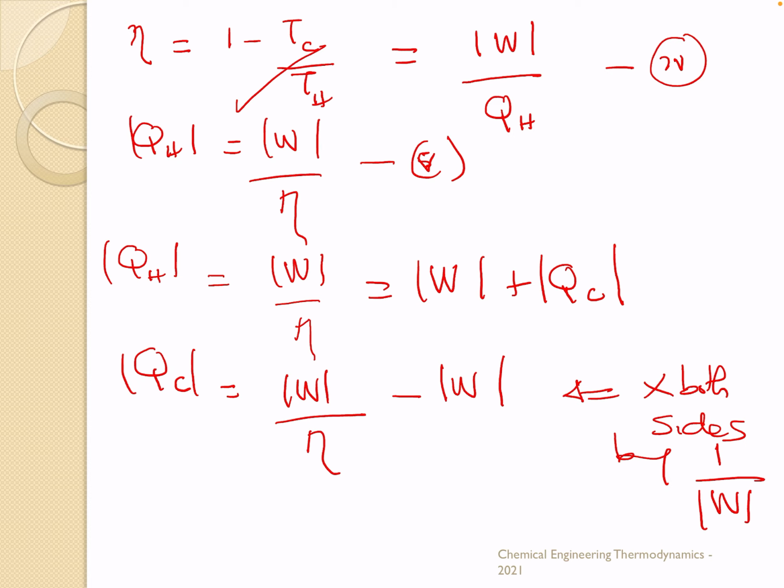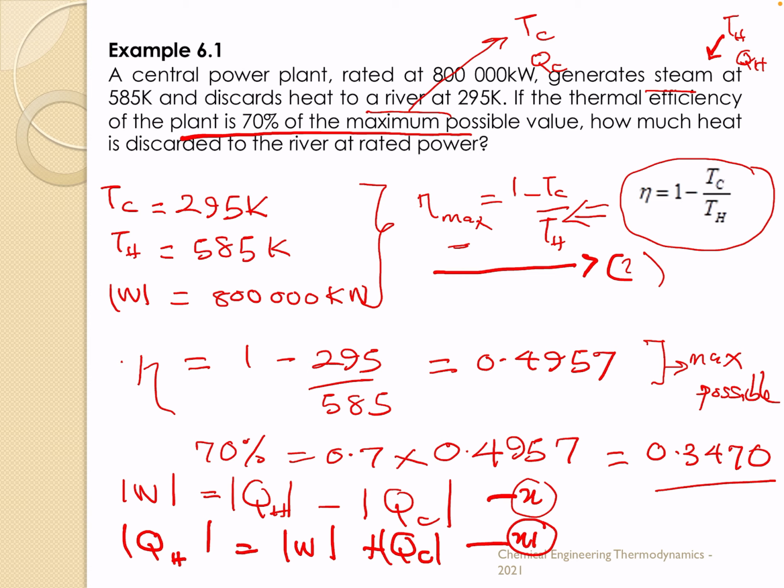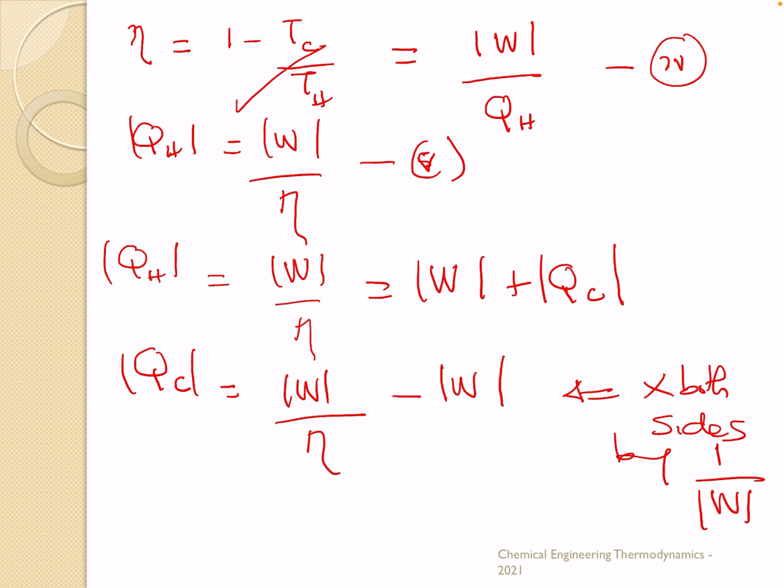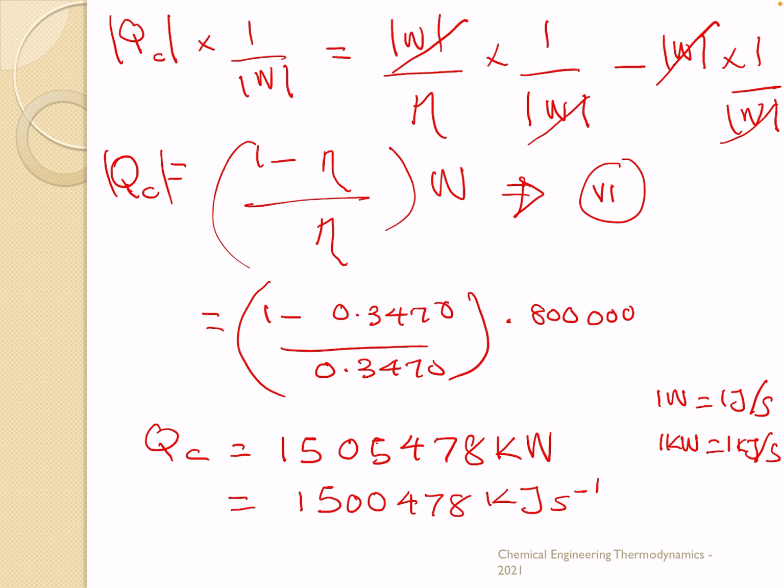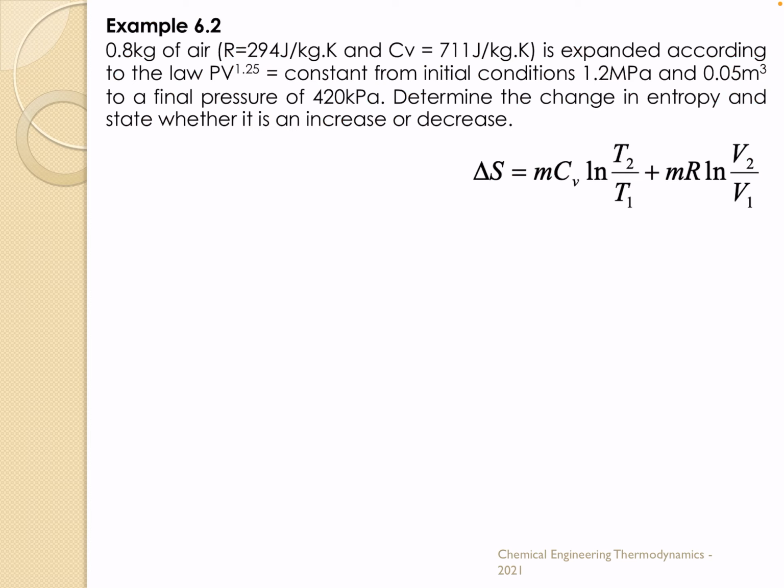Remember, the question is the heat discarded to the river. If it's the heat discarded to the river, that will be QC, the heat at the cold reservoir. So that's how we got our QC. So let's quickly look at another example.